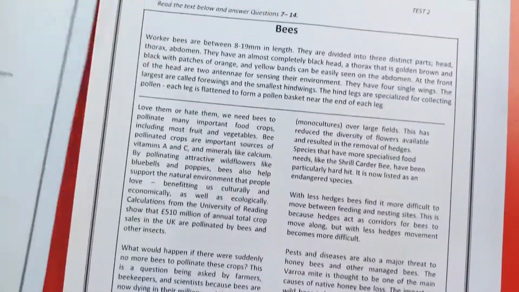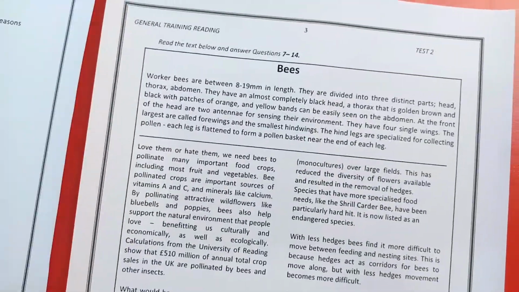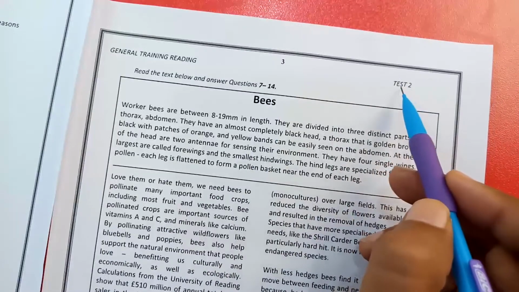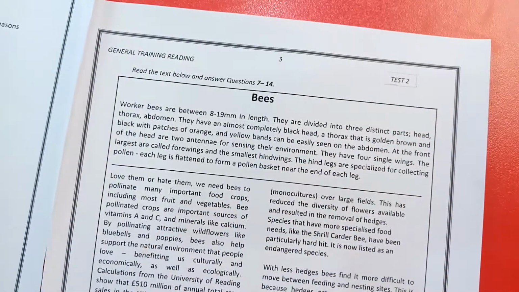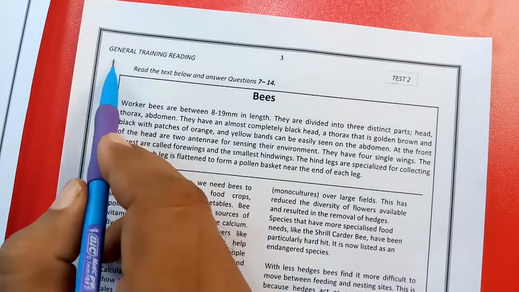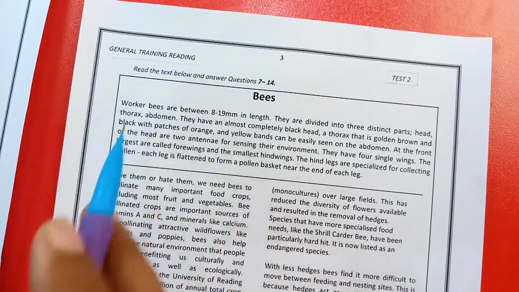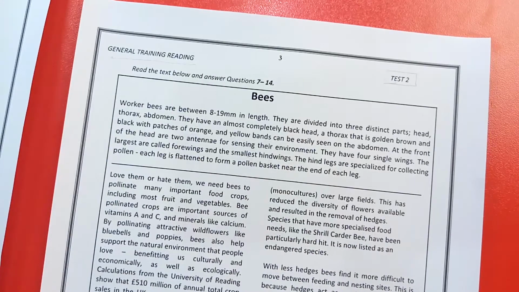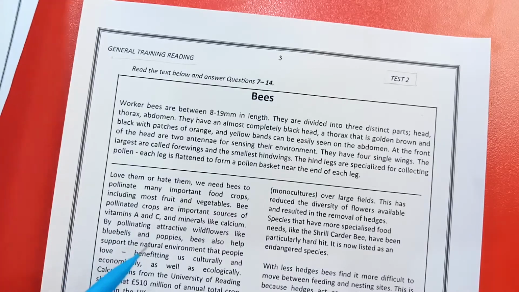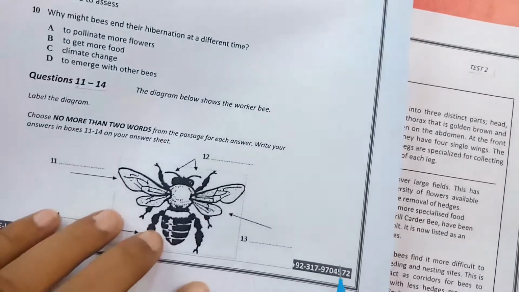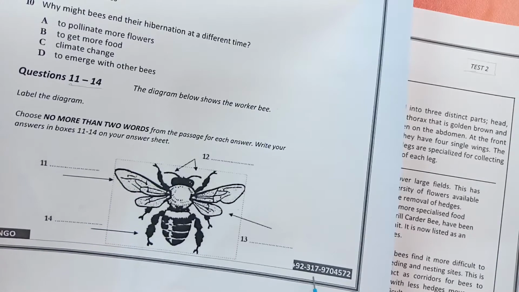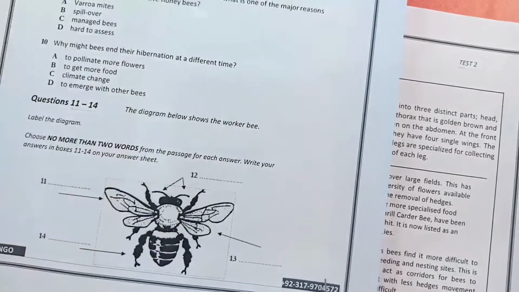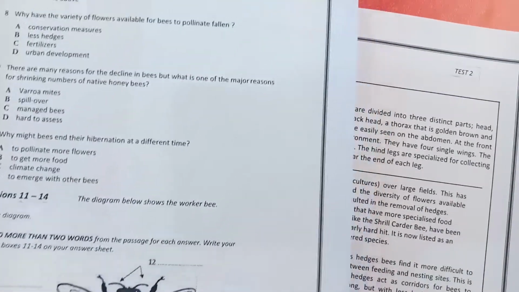So let's get started. The topic is bees, and this is IELTS mock test 2, which I have prepared. It's a general training reading test. If you want to get the PDF of this file, you can WhatsApp on my number that is given over here. You can save this number and then send a message with your name and city, and we'll be forwarding you this PDF file of this test.